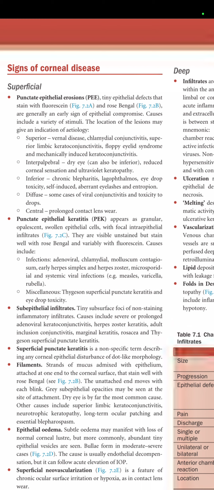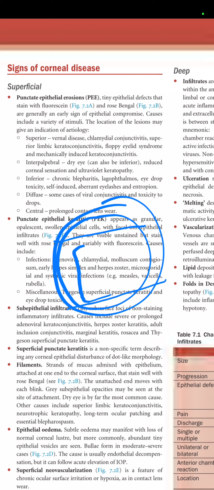So we can have superficial punctate epithelial erosions that are superior, interpalpebral, inferior, diffuse, and central. You can also see, according to the disease, where the punctate epithelial erosions are. So this is a cornea. You can get superior, you can get inferior, you can get interpalpebral region, you can get diffuse, all of it, and you can get only the central one.